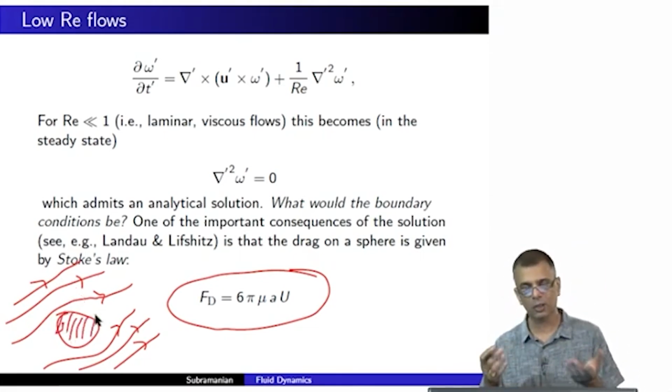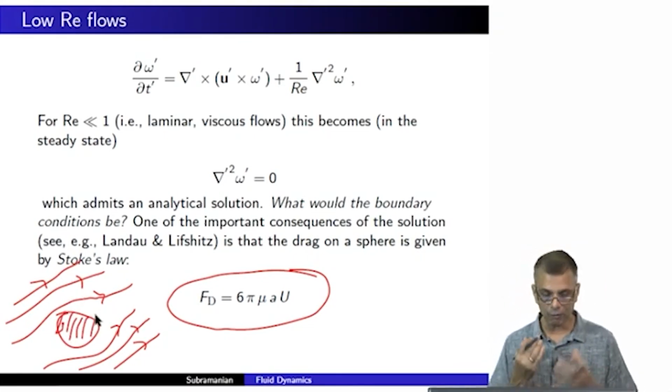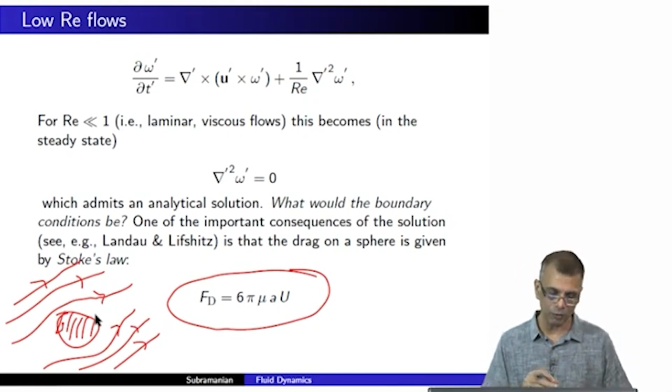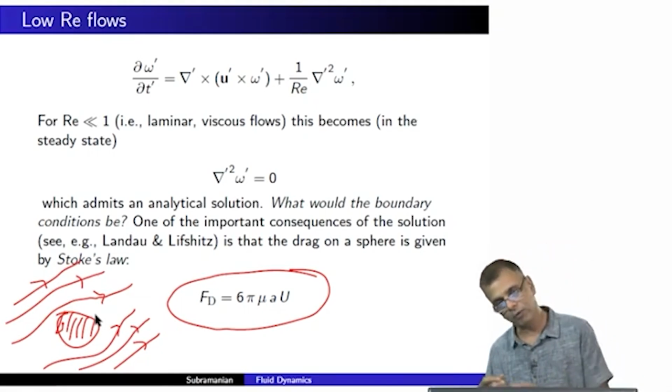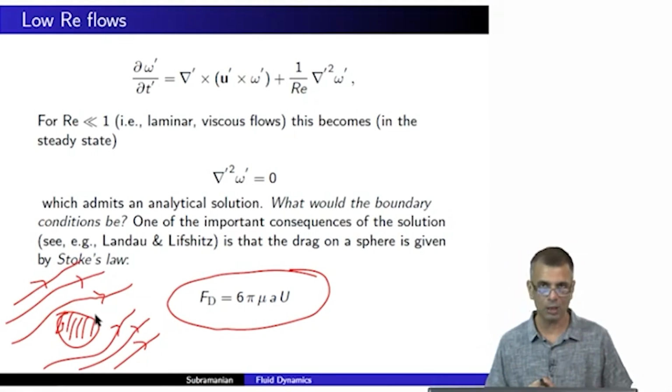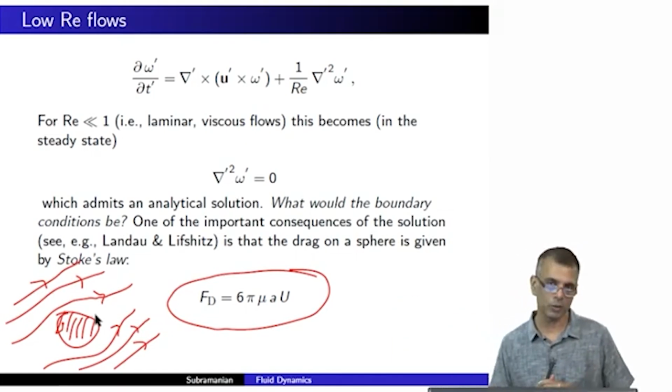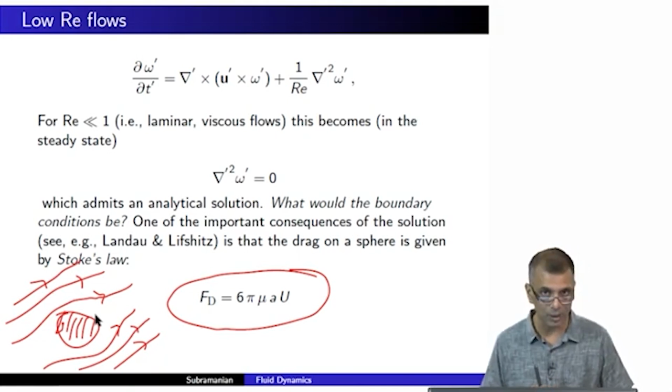Now, what's your expectation of the drag on a sphere, right? Either the fluid is flowing past it or equivalently, you are trying to move the sphere inside the fluid, right? And your everyday experience tells you that there will be some drag. It's not a completely frictionless situation, right?